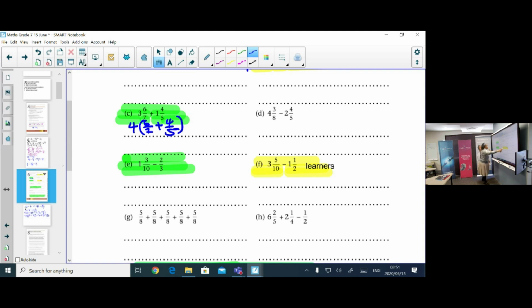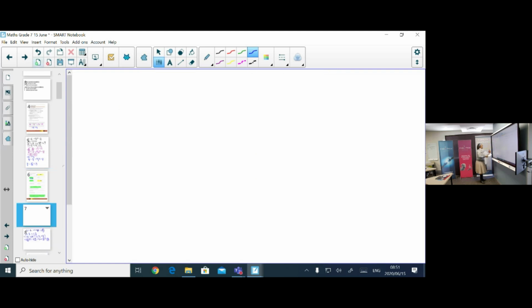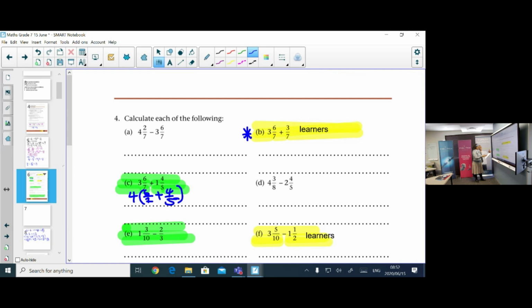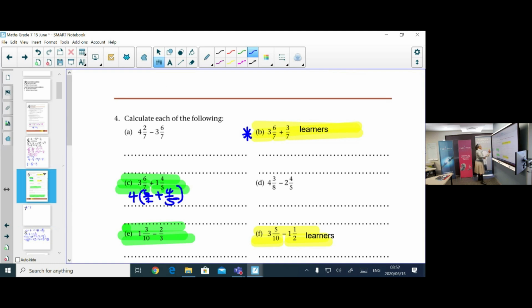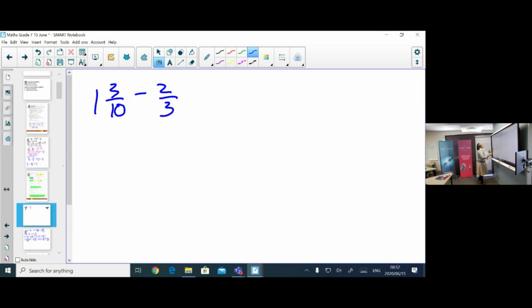So maybe before you do that, we can do number E together. Number E. Let's see if I have it here. It should be 1 3 over 10 minus 2 over 3. That's over there, similar to that one. So we are looking for this one.